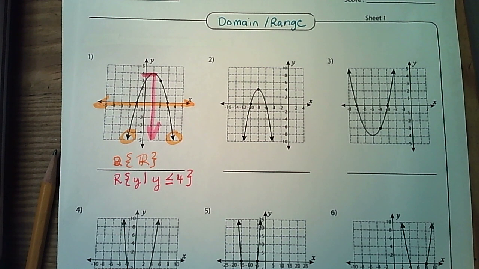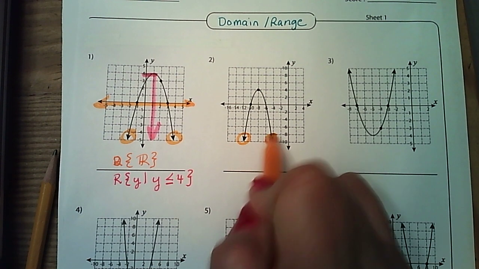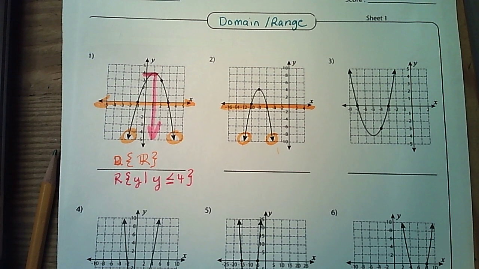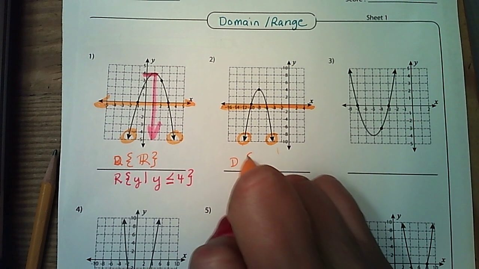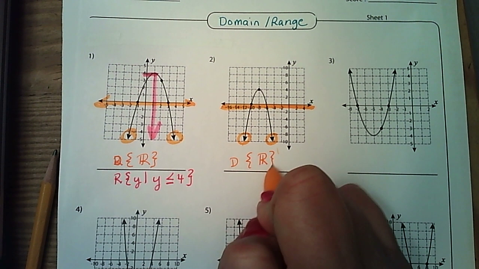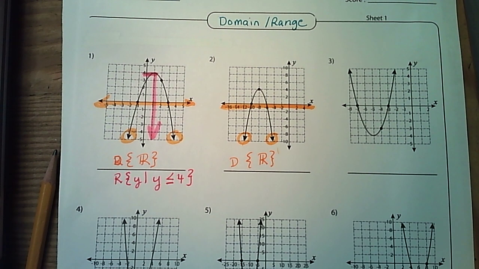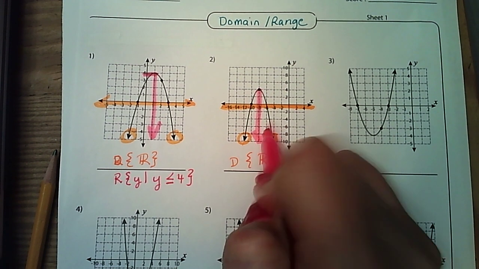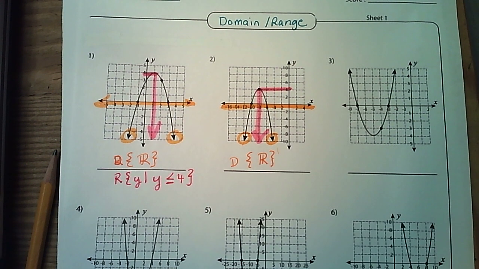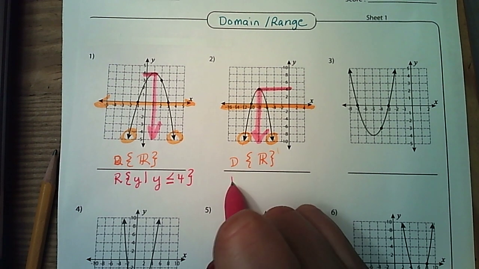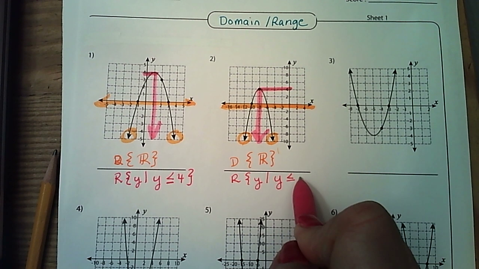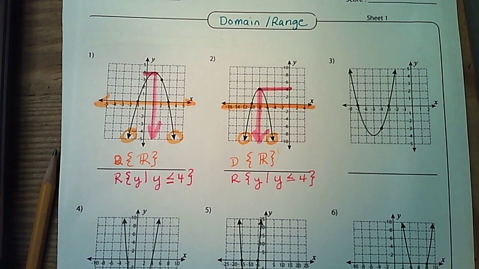Simple as pie. All right, so let's look at number 2. For our domain, the arrows go on forever, which means it's going to spread out and spread out and spread out. So it's all of that x-axis forever and ever and ever. So our domain is all real numbers. Now the harder part is the range. My range goes down from here. My y value is 4. So my range is the set of y such that y is less than or equal to 4 again. It just happens to be 4 again.